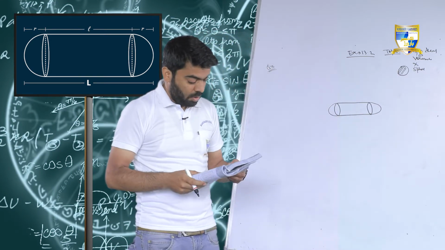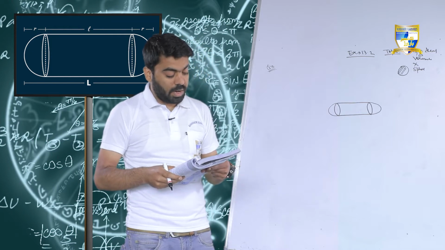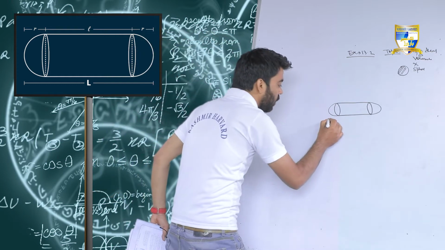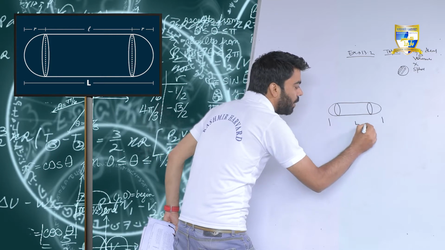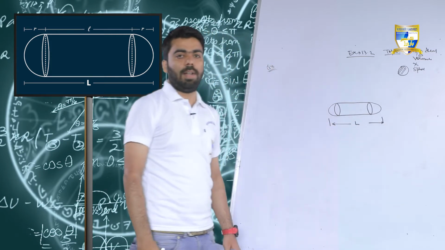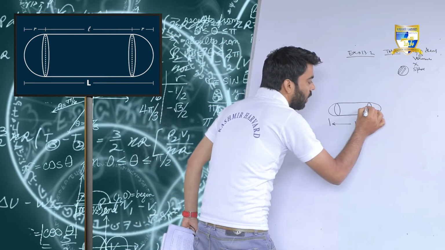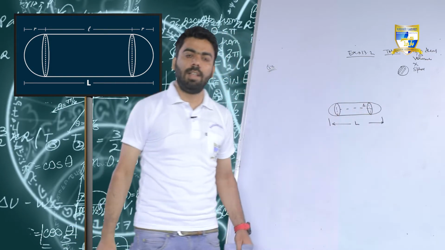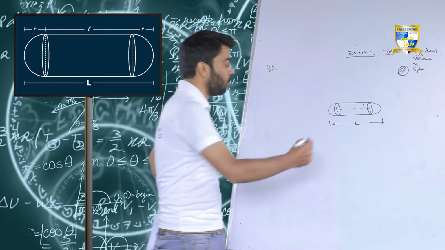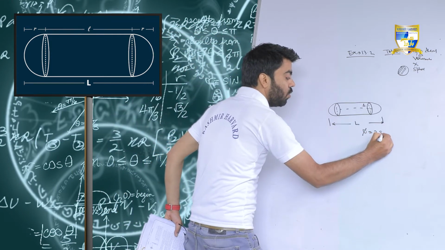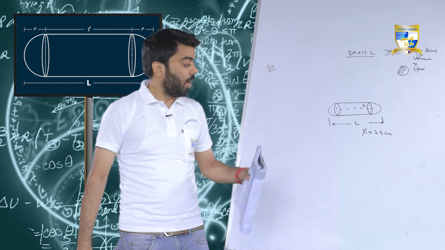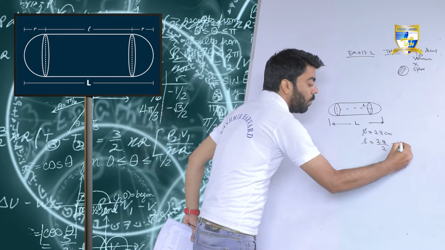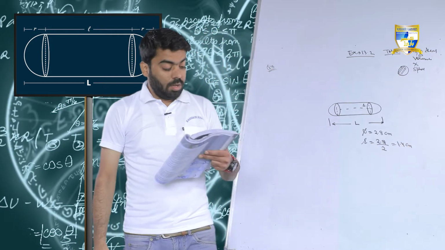So the question is a cylinder with two hemispherical ends, with length equal to 5 centimeter and diameter 2.8 centimeter. That means the total length of the gulab jamun, let it be capital L. And there will be R, the radius of the hemisphere and of the cylindrical part. The diameter is 2.8 centimeter, but we know that R will be 2.8 divided by 2, that's 1.4 centimeter. Clear?